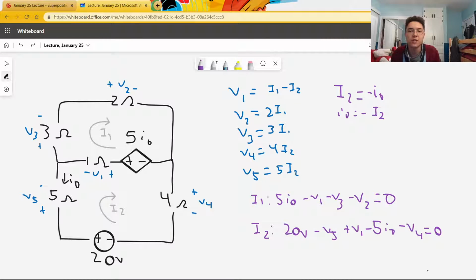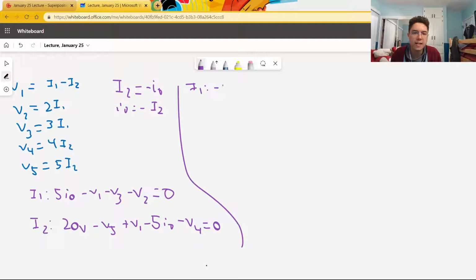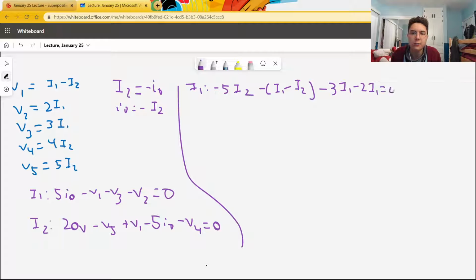Now we are ready to convert everything. For I1, negative 5I2 minus I1 minus I2 minus 3I1 minus 2I1 equals 0. This resolves to negative 4I2 minus 6I1 equals 0. An interesting thing you may be able to note from this equation is that I1 and I2 must have opposite signs, so one of them we marked wrongly, but that's okay.